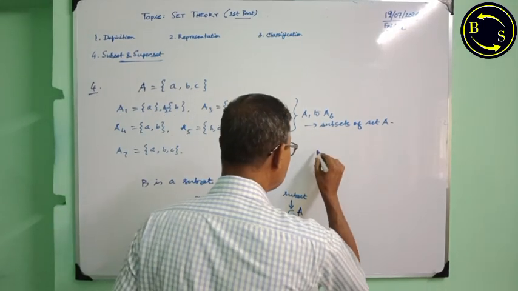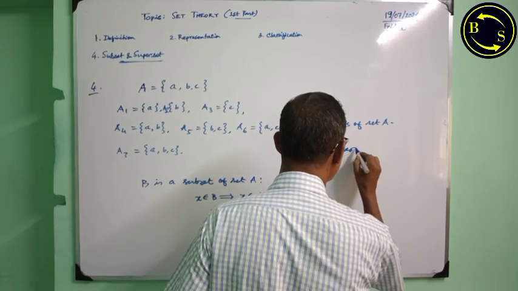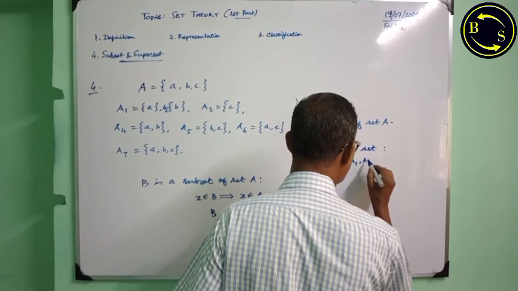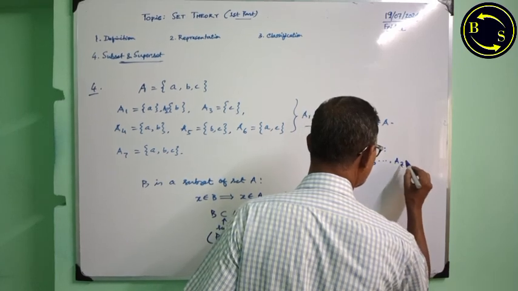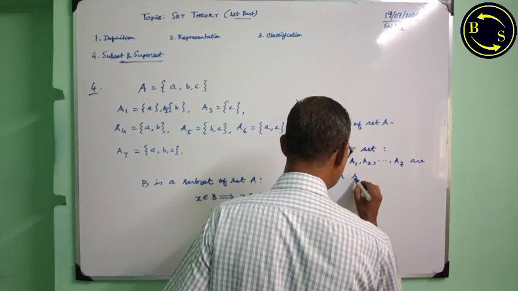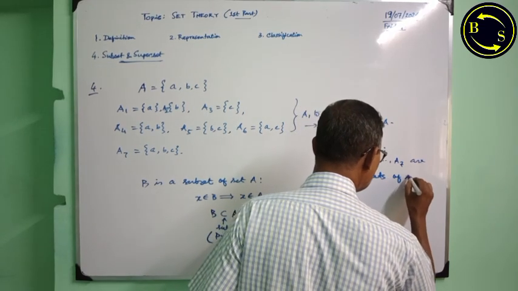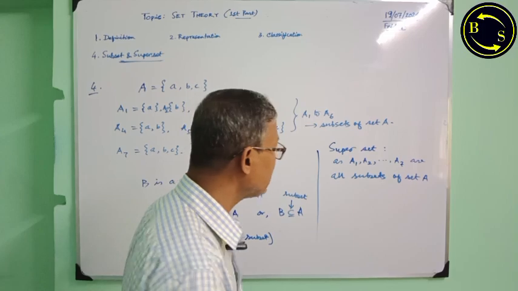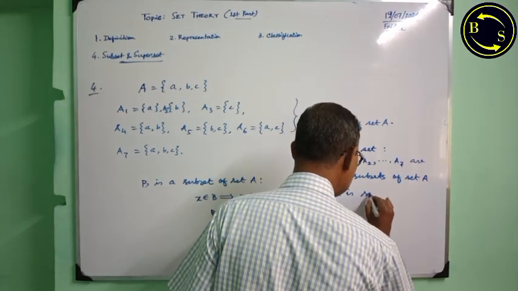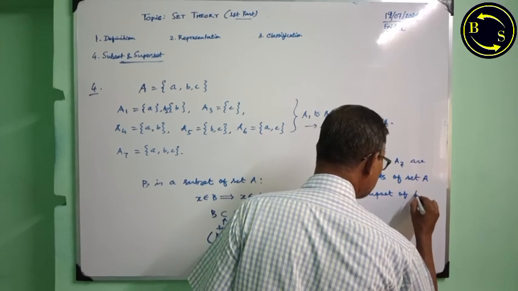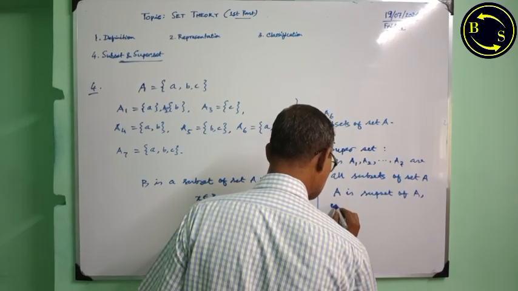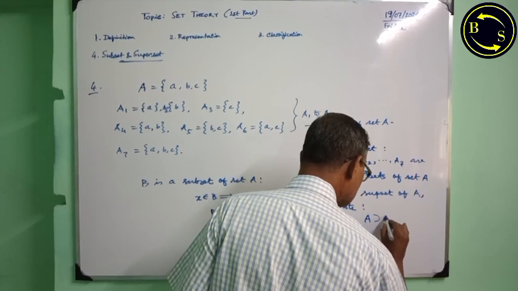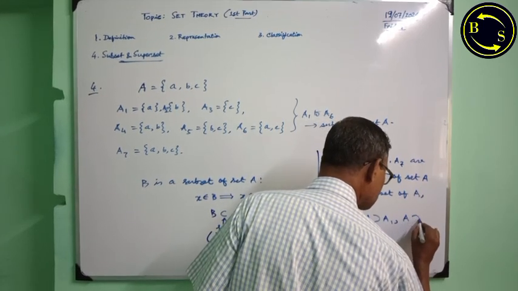We express that by writing A1, A2, A3, A7, all are subsets of set A. Therefore, we say A is superset of these sets and express that A is superset of A1, A is superset of A2.